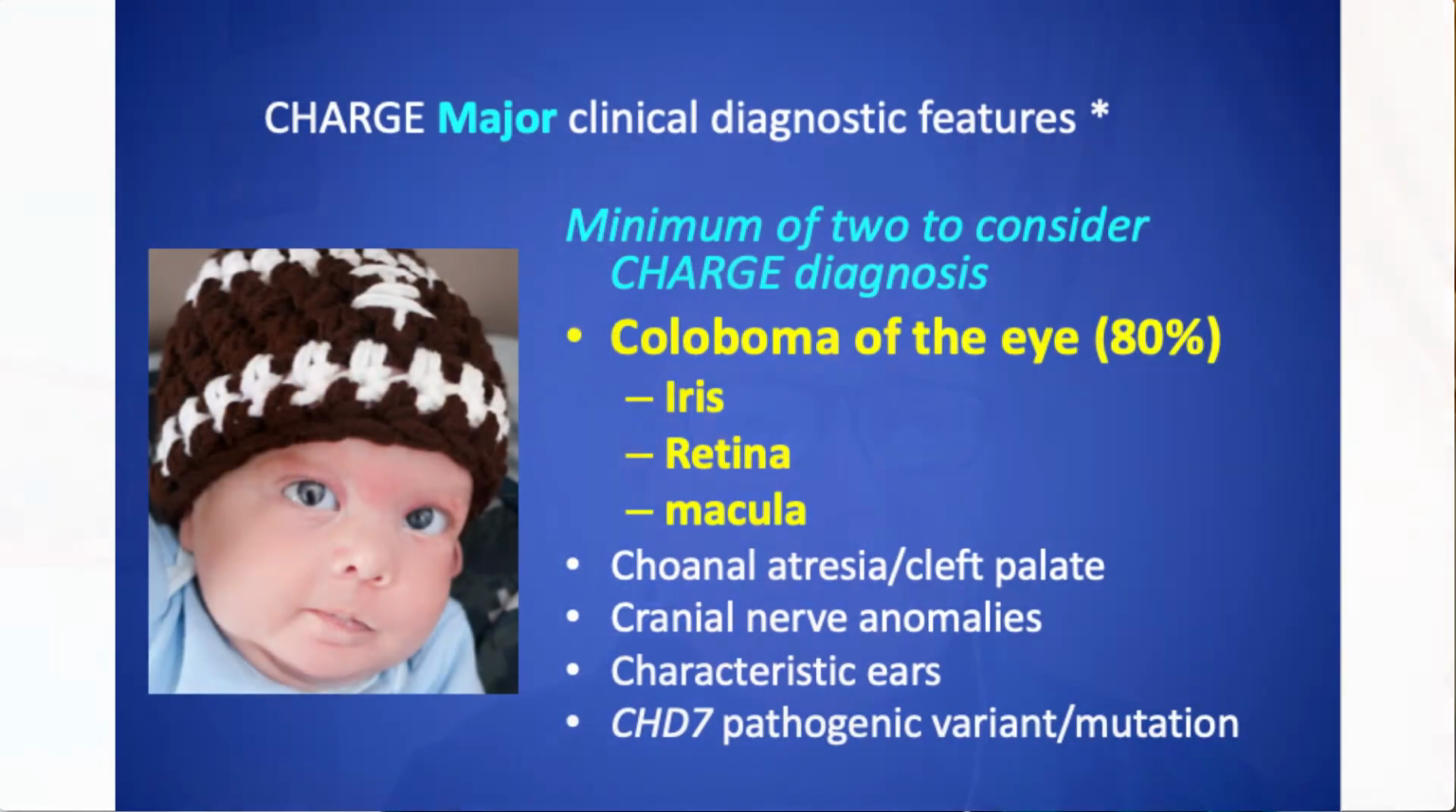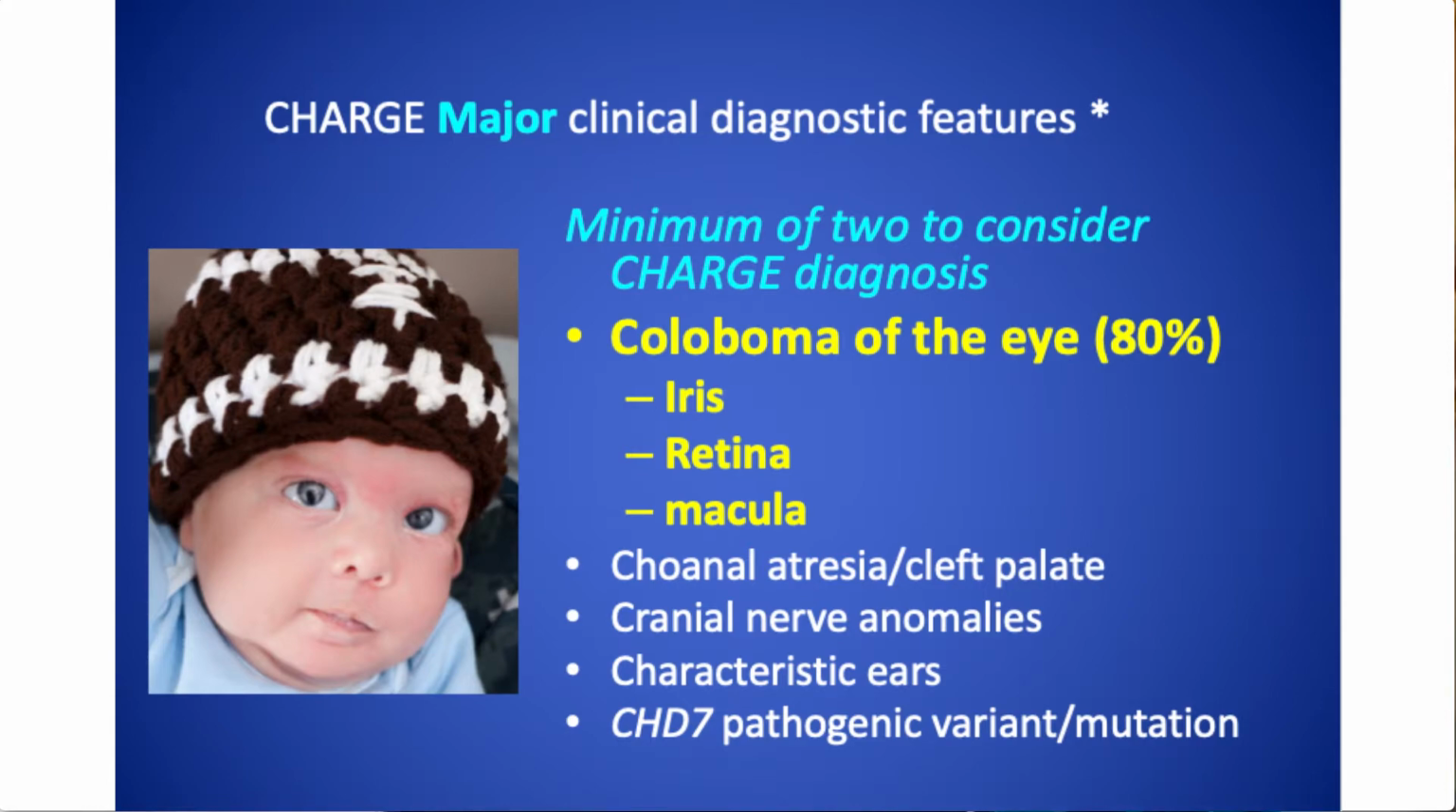And you need to have at least 2 of the major features to have a definite diagnosis of CHARGE. And by the same token, if someone has any 2 of those features, they should be evaluated for possible CHARGE syndrome. The first of these features is coloboma of the eye, and about 80% of people with CHARGE have colobomas. This can be in the iris, the retina, or the macula.